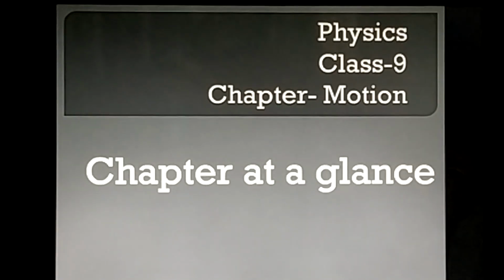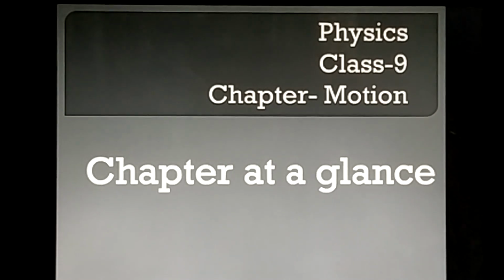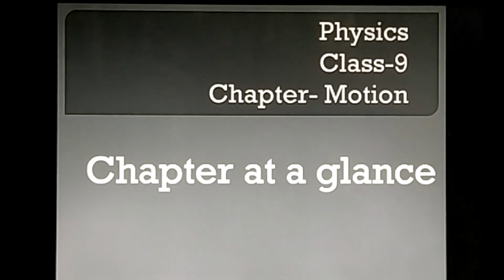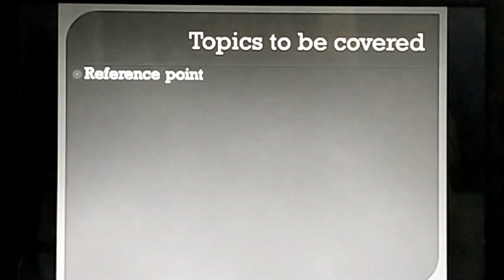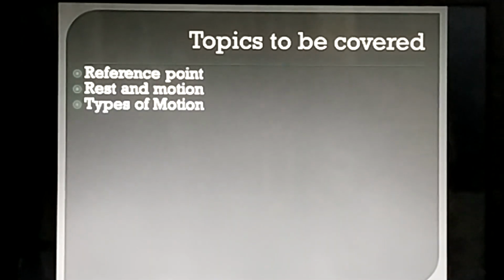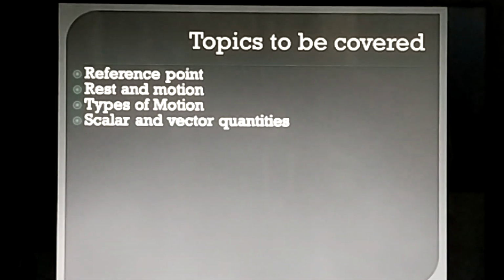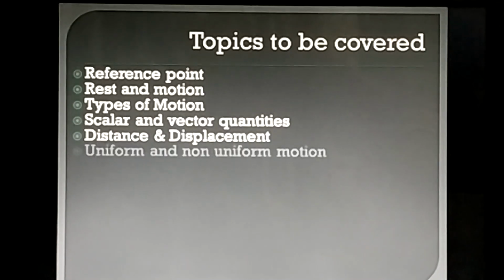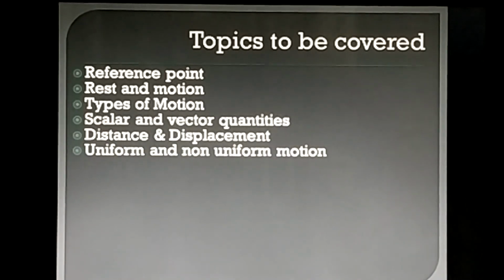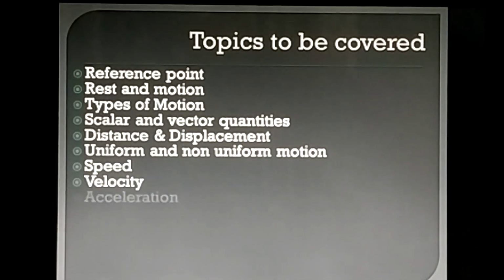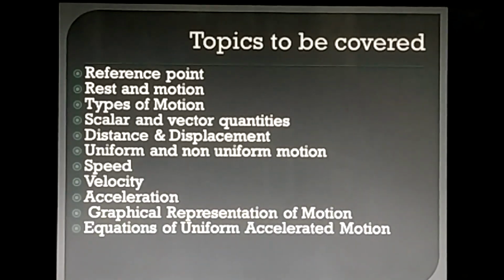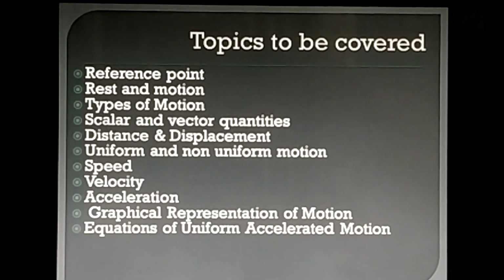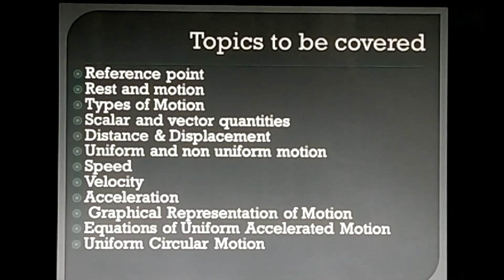Hello students, today I am going to explain to you important terms and concepts of the chapter motion. Those terms are: first, reference point, rest and motion, types of motion, scalar and vector quantities, distance and displacement, uniform and non-uniform motion, speed, velocity, acceleration, graphical representation of motion, equations of uniform accelerated motion and uniform circular motion.